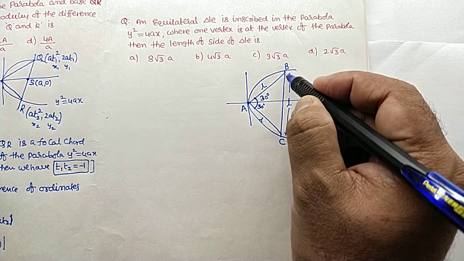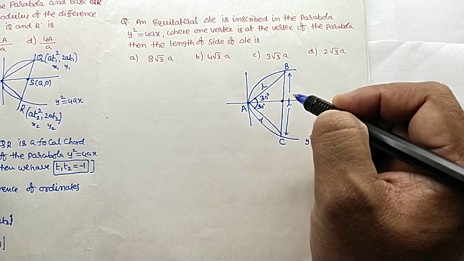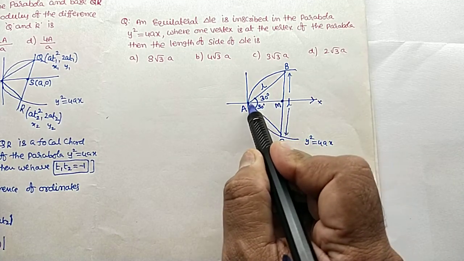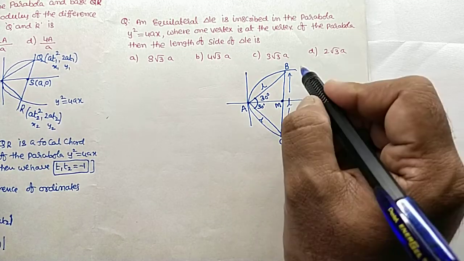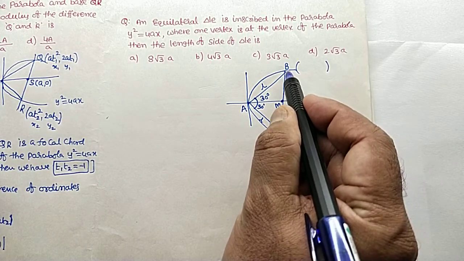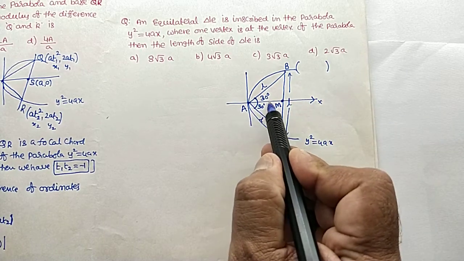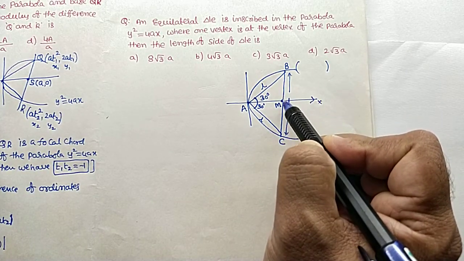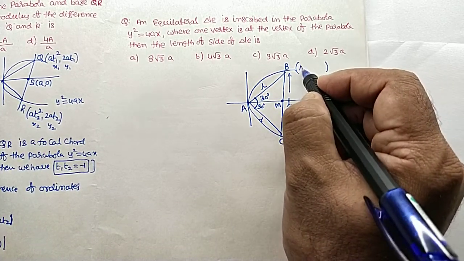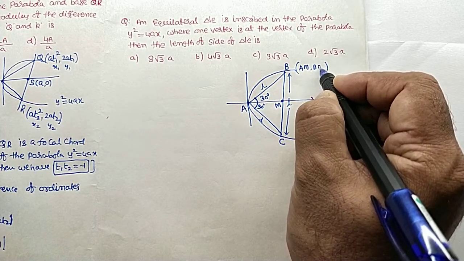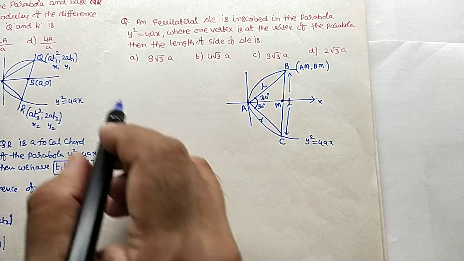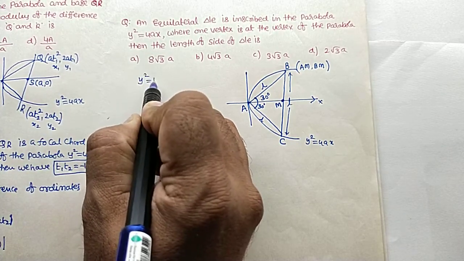After that, from here to here we don't know the distance. Here I am assuming the point is M. From here to here also we don't know the value. First you have to calculate the coordinates of the point B. From here to here it is x units, from here to here it is y units. So the coordinates of the point B we can define as AM comma BM. So what are the values of AM and BM? We will calculate. The parabola is given, y square equal to 4x.